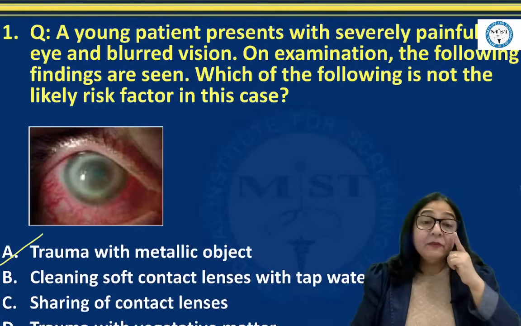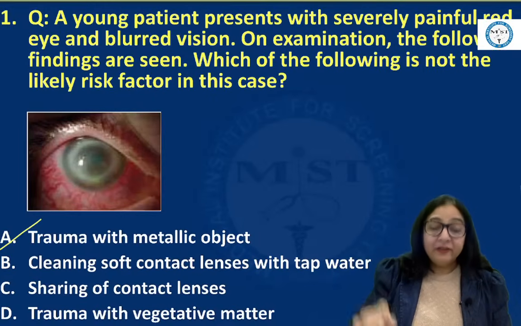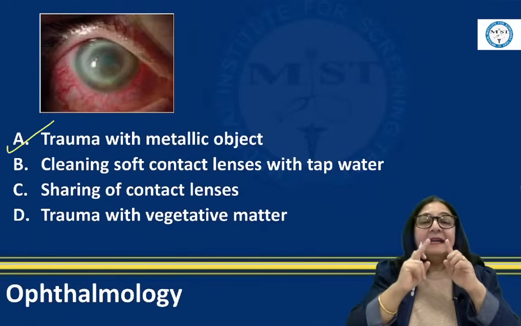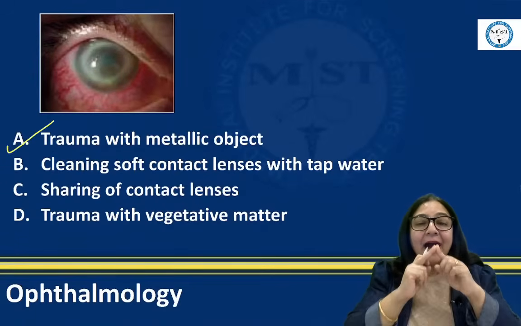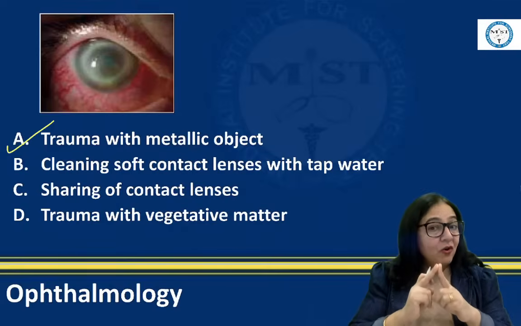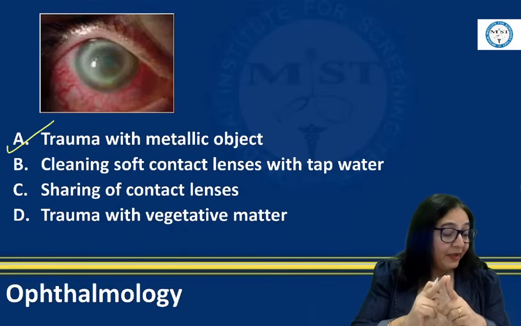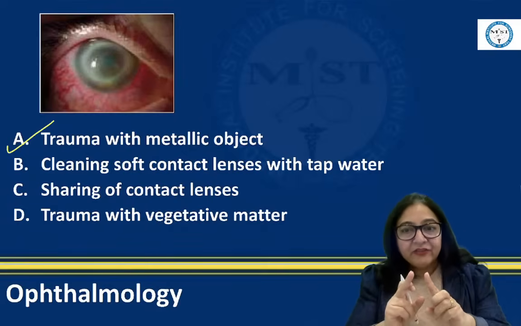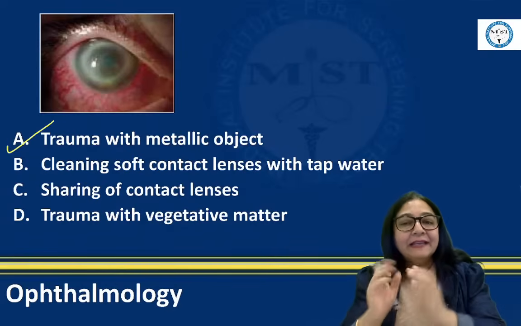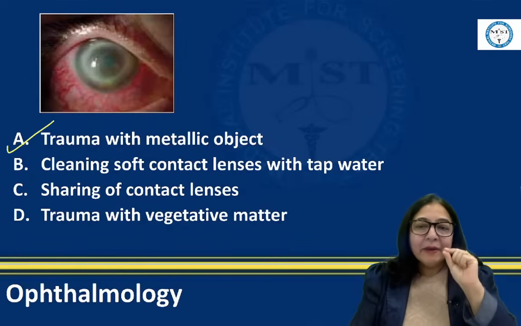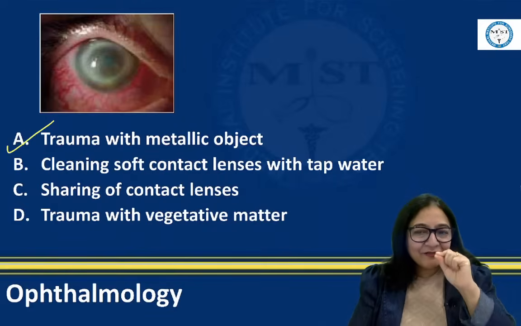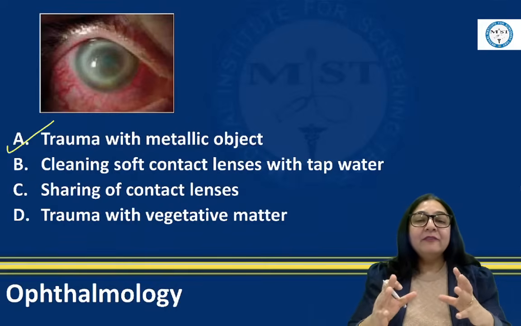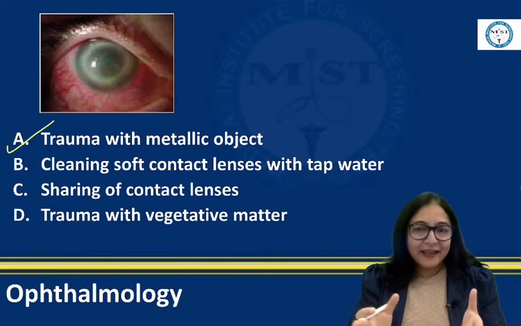Here I would like to mention option D. With vegetative matter trauma, the highest risk is development of fungal keratitis. So you are very right. Leaf injury, tree twig injury, vegetative matter trauma are more likely to cause fungal keratitis, but this is also one of the risk factors for acanthamoeba as well. So if something like that comes, do not get confused about why there is vegetative matter for acanthamoeba.